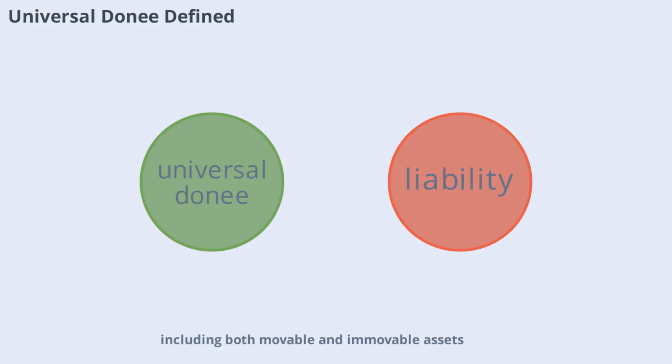Universal donee is a person who receives a gift of the entire property of the donor, including both movable and immovable assets. The universal donee is liable for all debts, dues, and liabilities of the donor at the time of the gift, but only to the extent of the property received. This concept ensures that the universal donee assumes both the rights and responsibilities associated with the property.